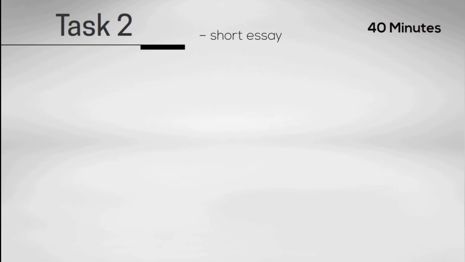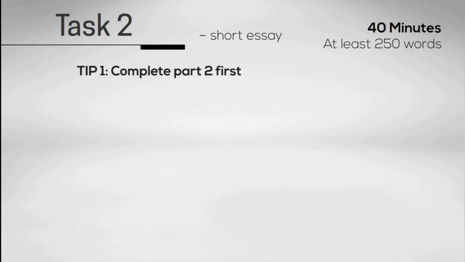Now let's move on to task 2. This task requires you to write a short essay by answering a question or questions. Remember, you should spend 40 minutes on the task, and you need to write at least 250 words. Our first tip about part 2 is do part 2 first and part 1 second. If you're going to run out of time, it is better to do so in part 1 than in part 2. The reason is part 2 carries more marks than part 1.